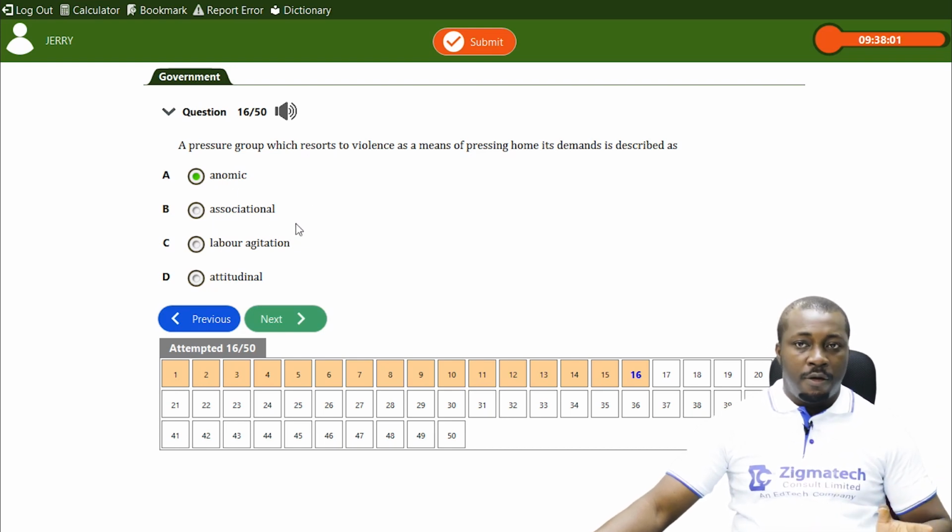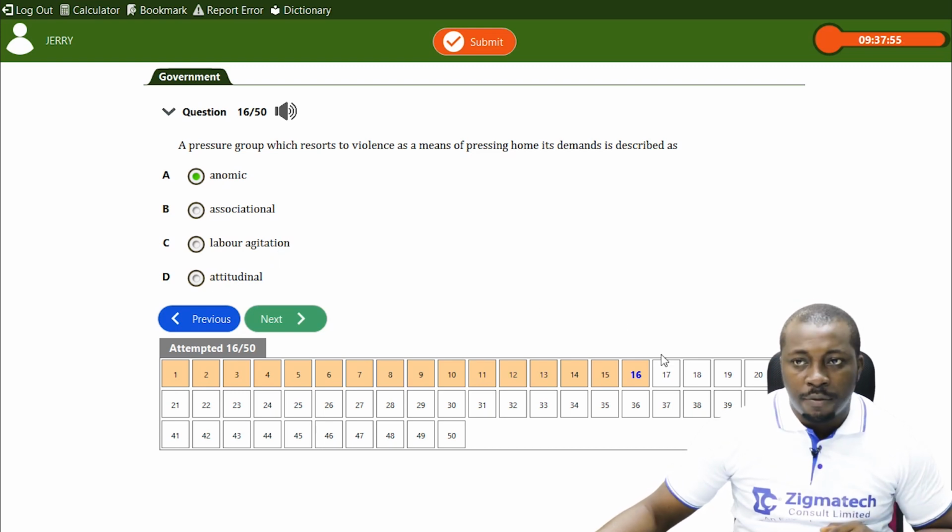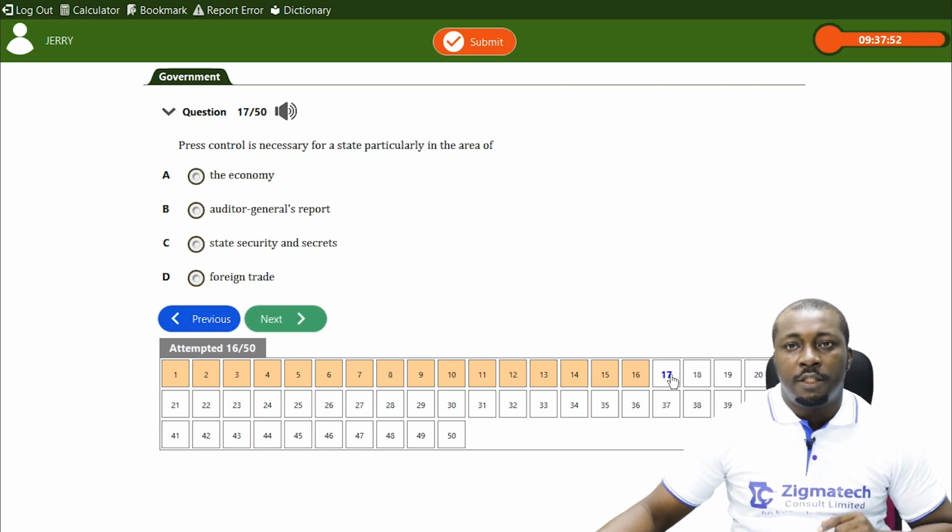Associational does not use violent methods. Labor agitation, of course, they will go on strike or use other means. We don't have attitudinal pressure groups. Now, let's look at this question.